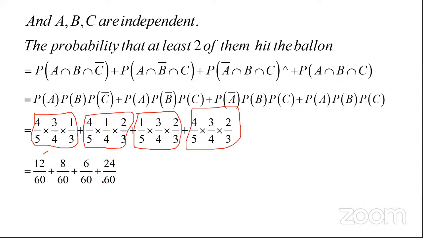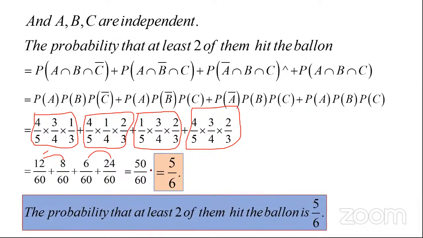The LCM is 60 for all, so I'm taking 60. Then this value is 30 and this value is 20. 30 plus 20, 50 by 60, which is nothing but 5 by 6. So the probability that at least two of them hit the balloon is 5 by 6.